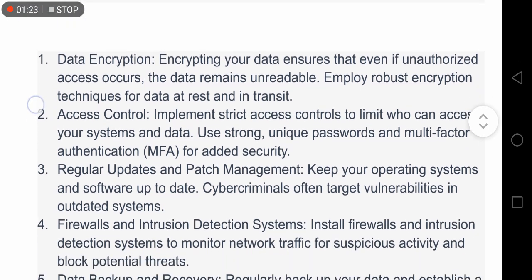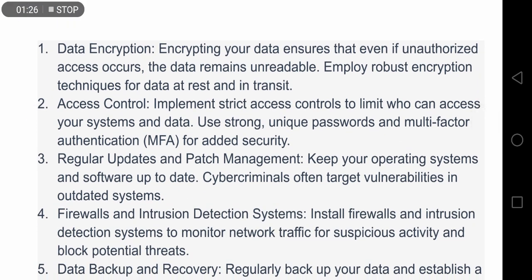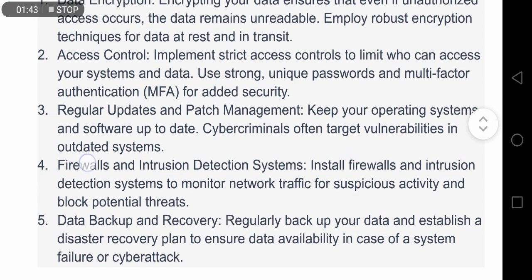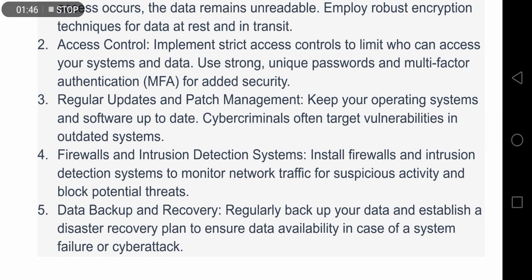Number 1. Data encryption. Encrypting your data ensures that even if unauthorized access occurs, the data remains unreadable. Employ robust encryption techniques for data at rest and in transit. Number 2. Access control. Implement strict access controls to limit who can access your systems and data. Use strong, unique passwords and multi-factor authentication for added security.